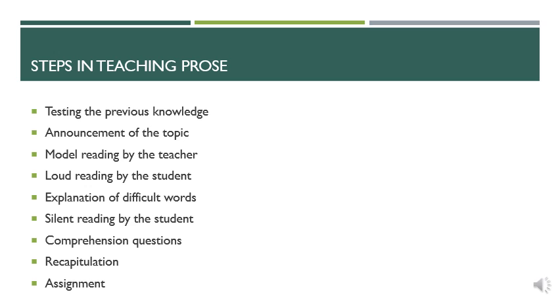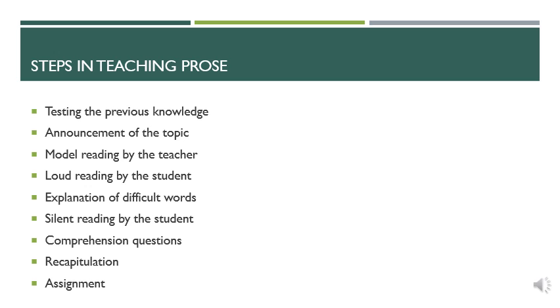So the teacher has to give a model reading before asking the students to read. After model reading, loud reading by the student should be there, and after loud reading by the student, the teacher should explain the difficult words and explain the paragraph which is given in the prose. So after model reading and loud reading, the teacher has to explain the lesson, and while explaining, the teacher should discuss the difficult words present in the paragraph with the help of the blackboard or some teaching aids.